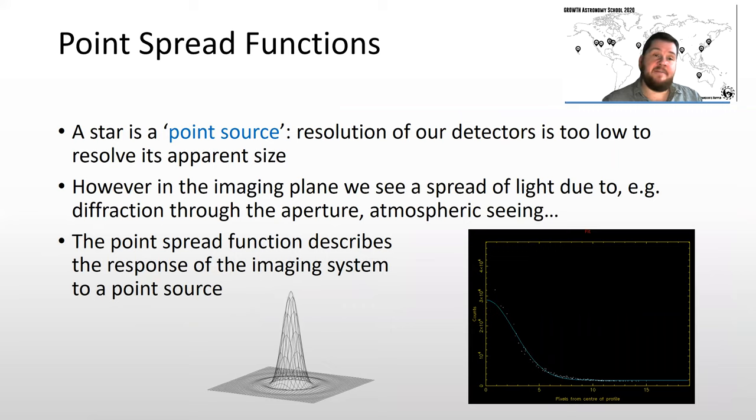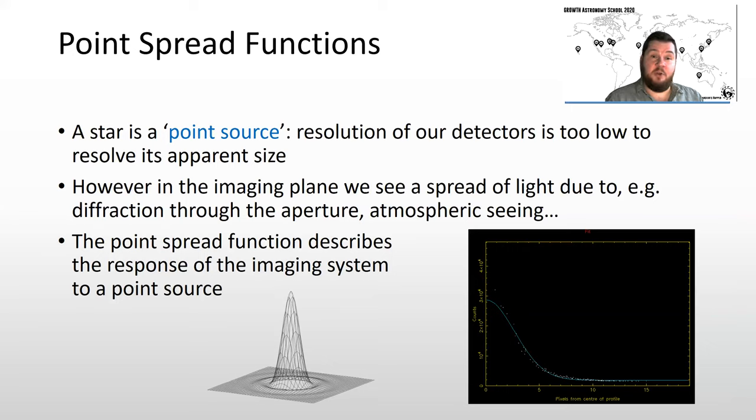When I say PSF, I mean point spread function. A star is a point source. If we had a perfect detector, we would observe an infinitely small point on the sky. We don't actually observe that. We observe the light spread out over a region of our detector.